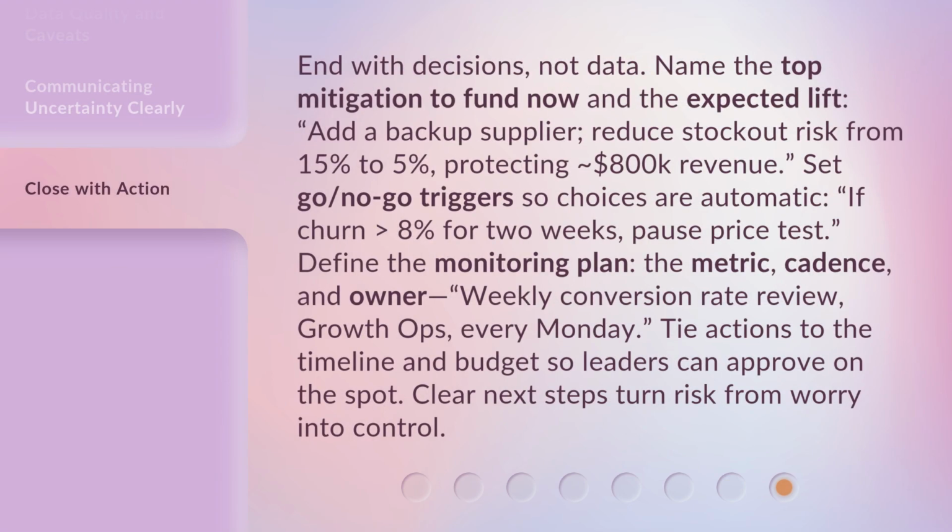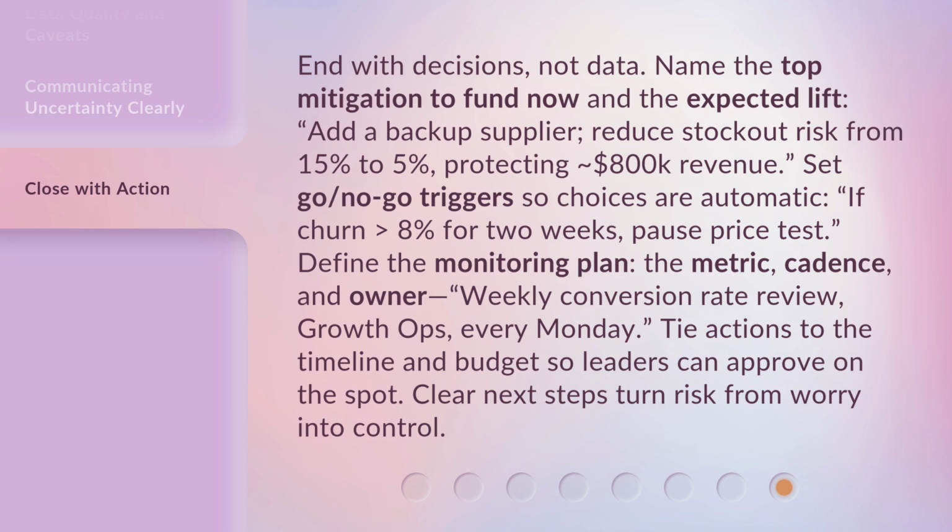End with decisions, not data. Name the top mitigation to fund now and the expected lift. Add a backup supplier. Reduce stockout risk from 15% to 5%, protecting $800,000 revenue. Set go-no-go triggers so choices are automatic.